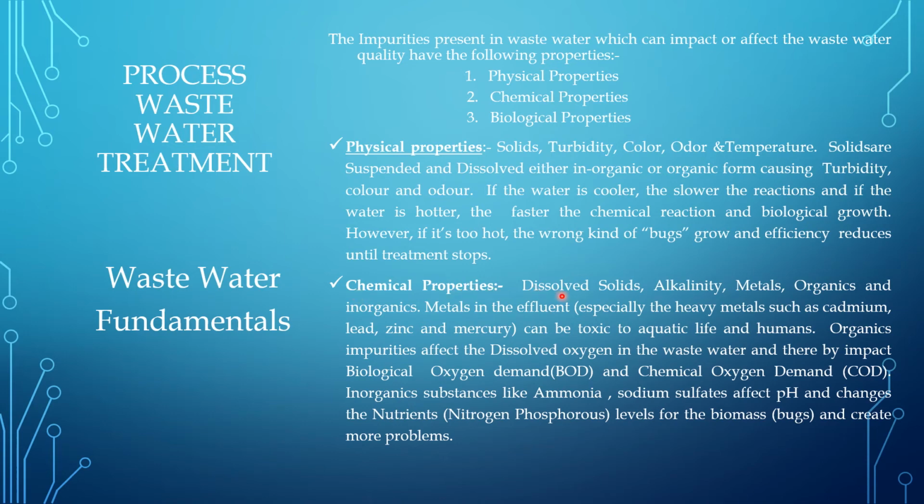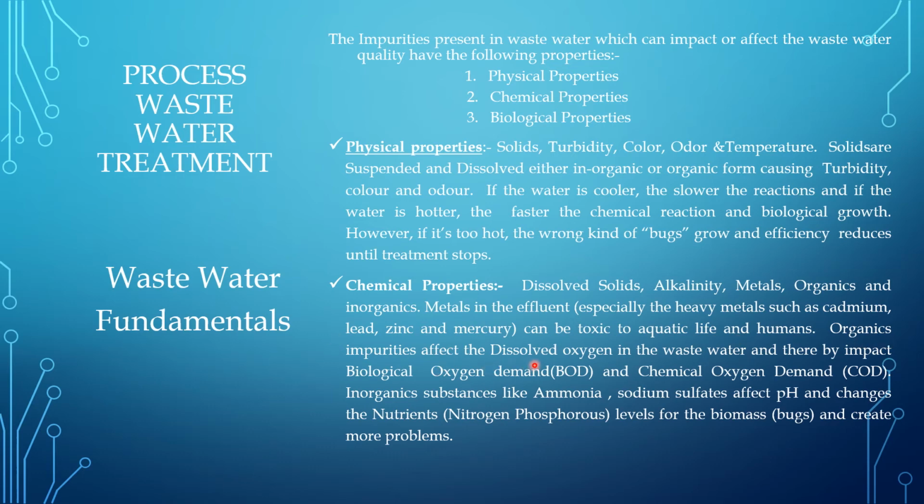Chemical properties: dissolved solids, alkalinity, metals, organics, and inorganics. These give the chemical properties. Metals in the effluent, especially heavy metals such as cadmium, lead, zinc, and mercury, are highly poisonous and toxic. That is toxic to aquatic life as well as to humans.